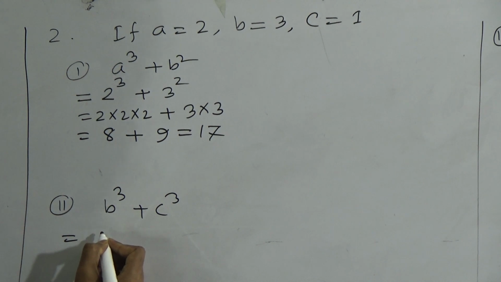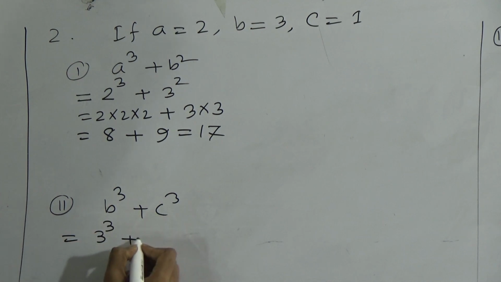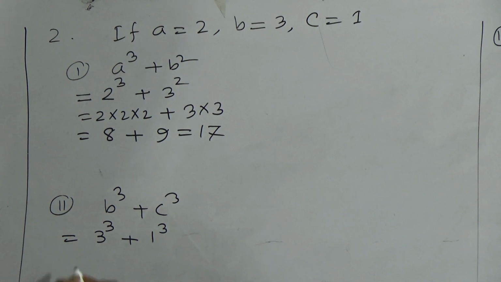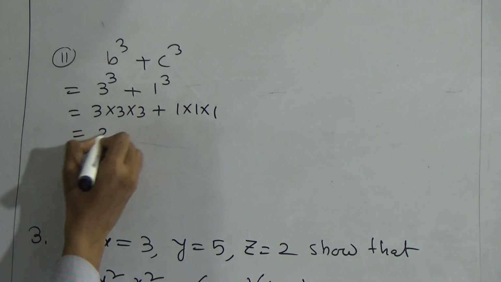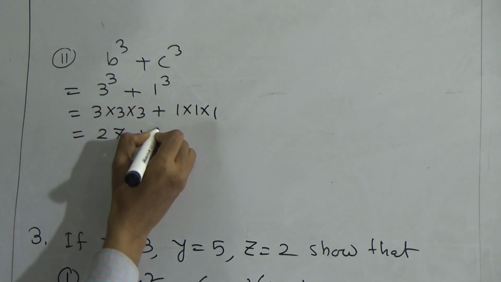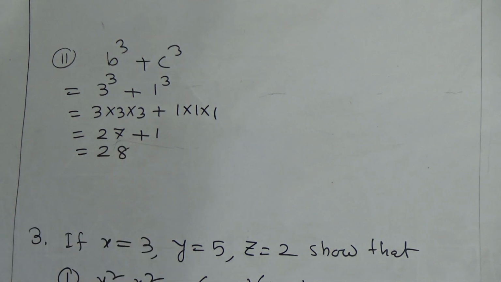B cube plus C cube. B equals 3, then power 3. C equals 1, then power 1. 3 power 3 means 3 into 3 into 3, and 1 into 1 into 1. This is equal to 27 plus 1. 1 ones are 1. That means 27 plus 1, 28.